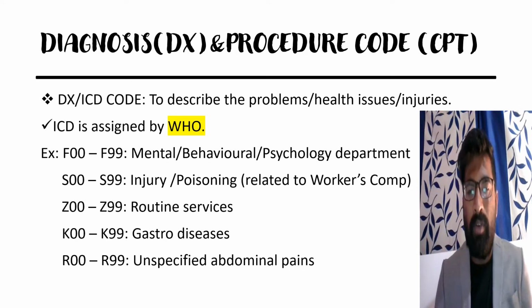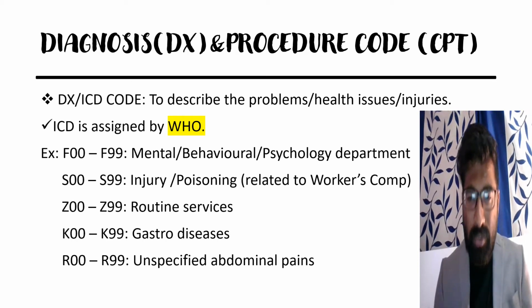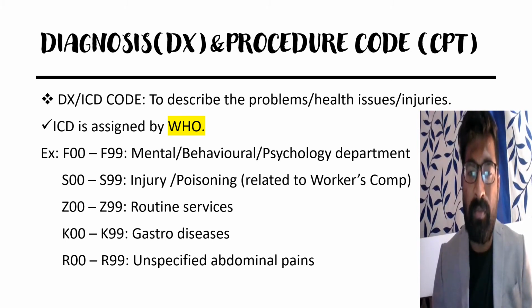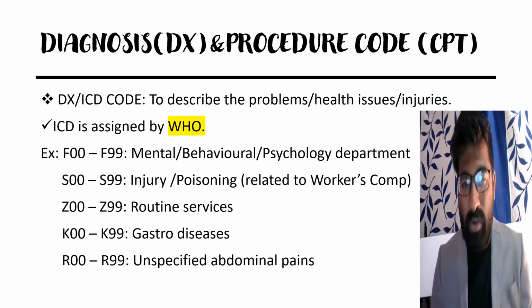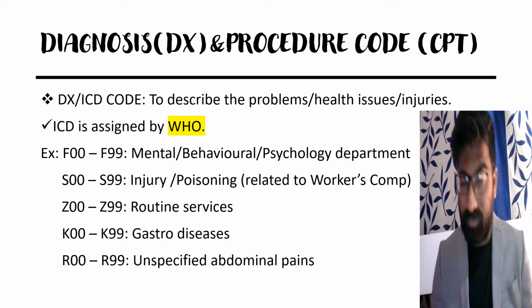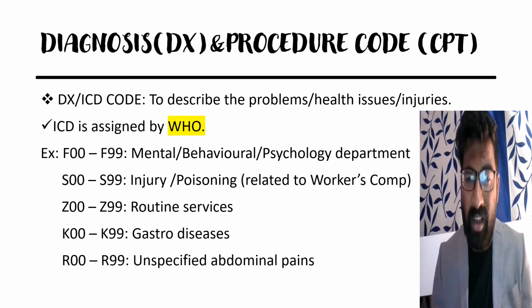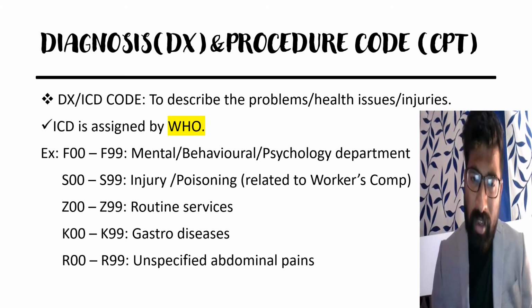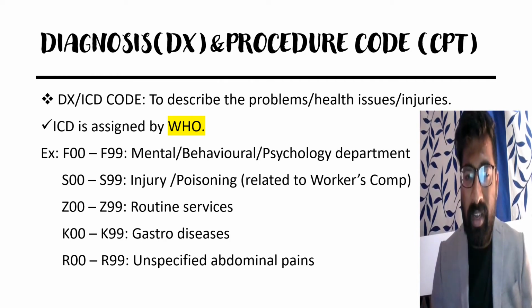And here is an example for the diagnosis code. If the diagnosis code starts with F, in the range F00 to F99, that is related to the mental, behavioral, or psychological department. So we can analyze that if there is a diagnosis code starting with F and it is in the range 002 to 99, then we can understand that it is related to behavioral services.